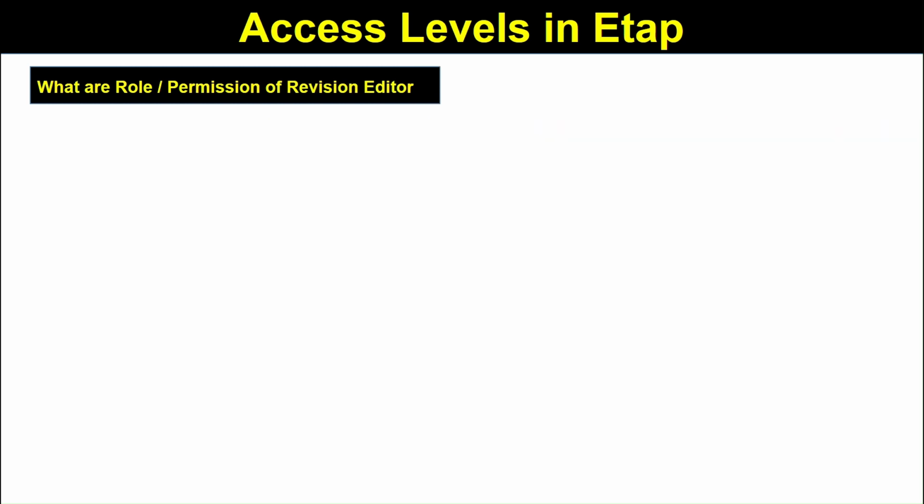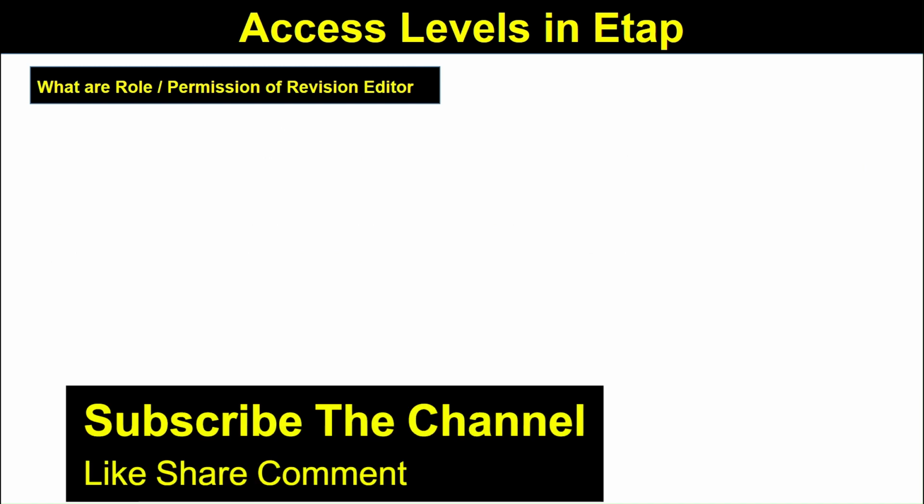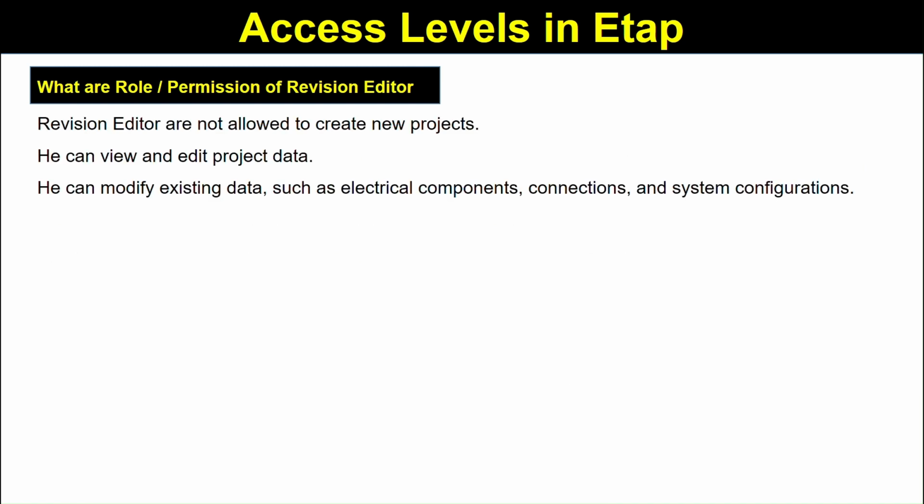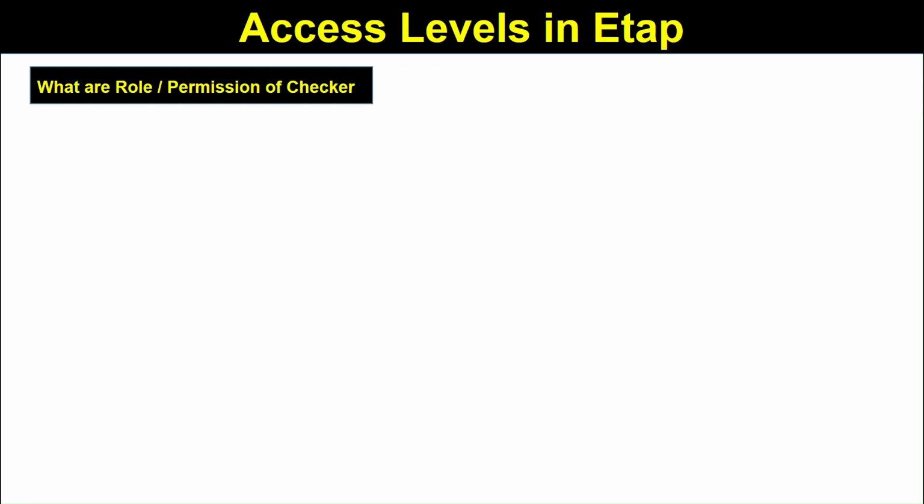What are the roles and permissions of a revision editor? Revision editors are not allowed to create new projects. He can view and edit project data. He can modify existing data such as electrical components, connections, and system configurations.